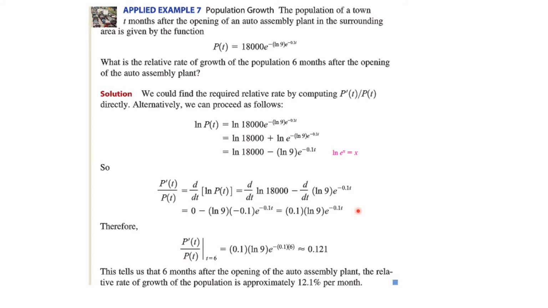So therefore, we're trying to find this 6 months after the opening, so we're going to evaluate this at t equal 6. And again, we were asking for the relative rate of growth, so that really is p prime over p. So we plug in t equals 6 into this and into a calculator, and we get this. And so 6 months after the opening of the plant, the relative growth rate is approximately 12.1% per month. That's a very healthy growth rate.